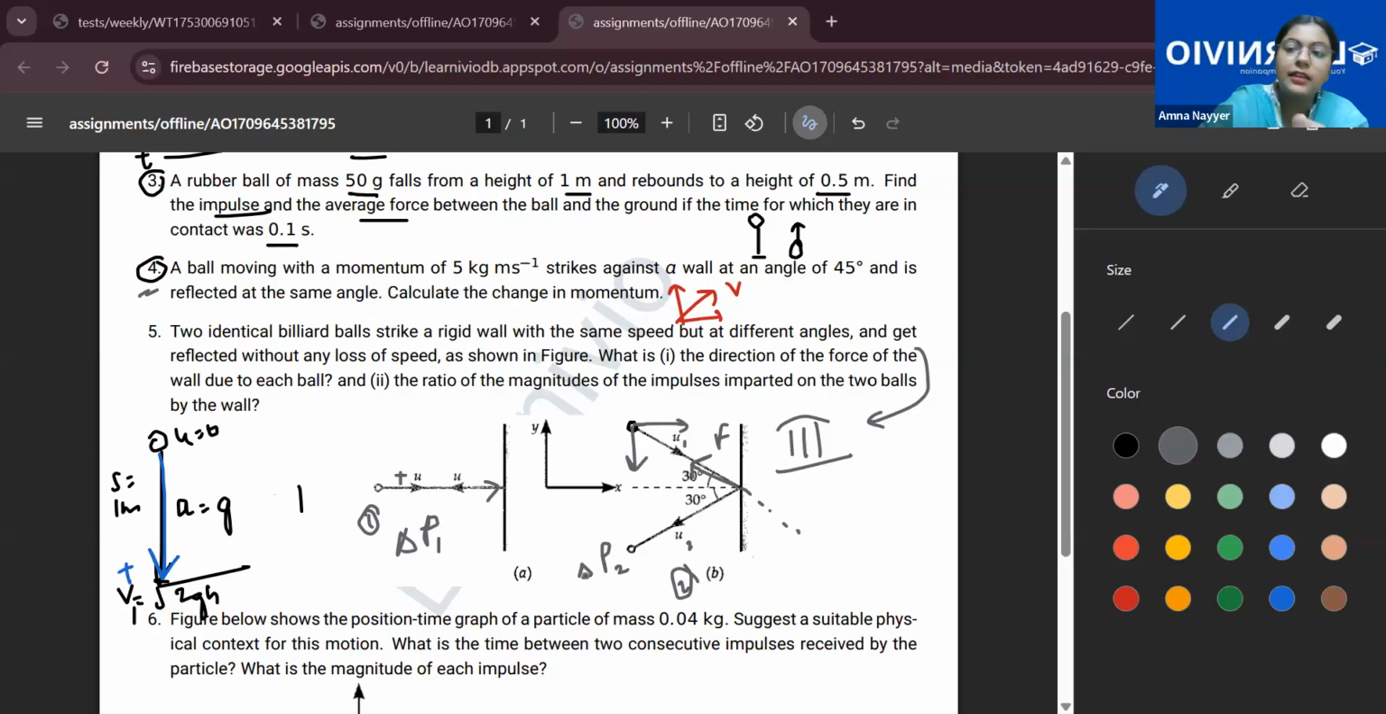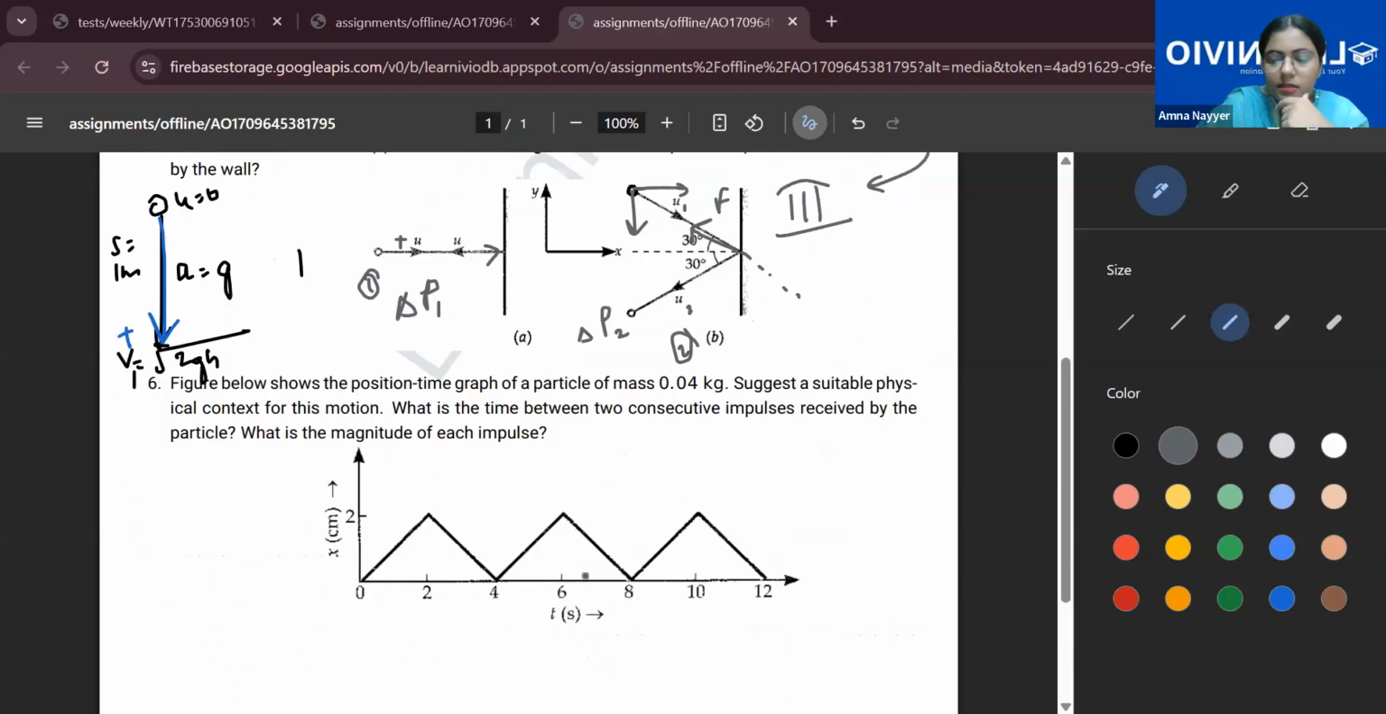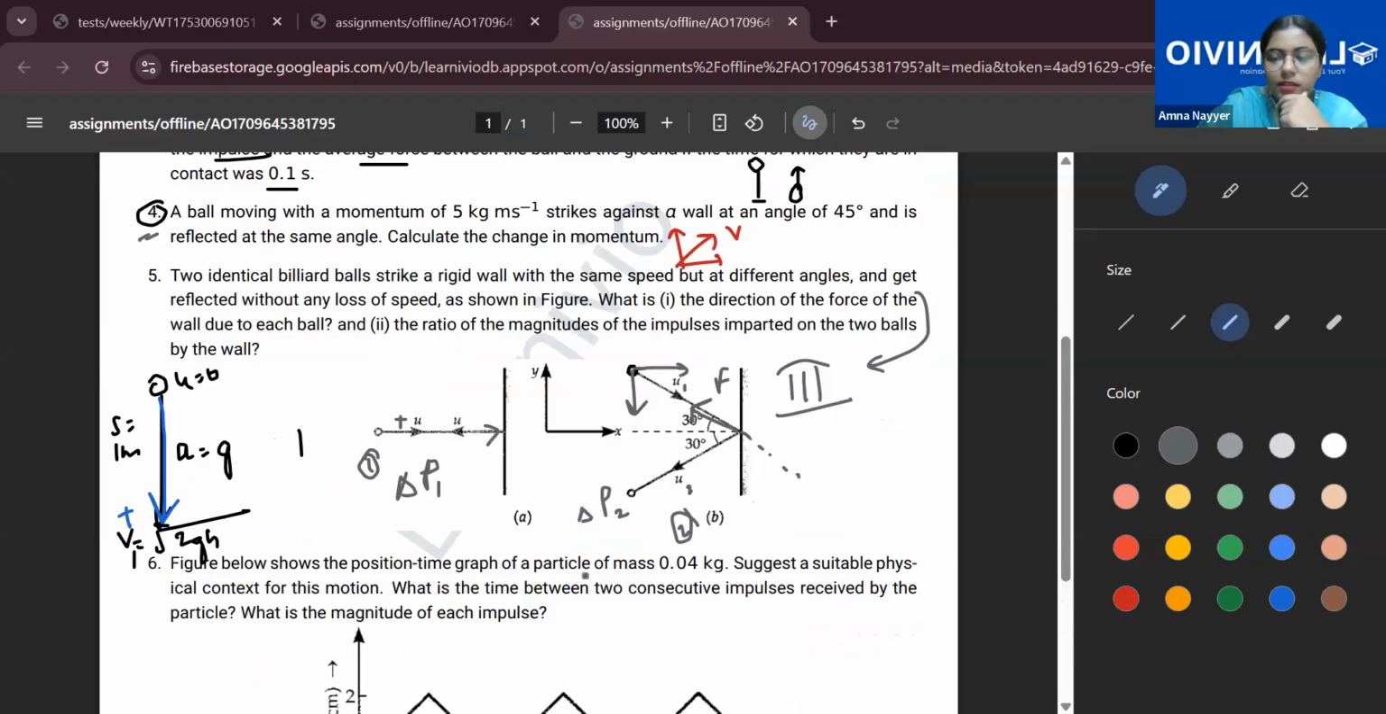Now the fifth question is clear, Aisha? Yeah, ma'am. Thank you. So in the first one, we just have to give the direction with the reference of the angle. In the second one, yes, because the velocity is also at a different angle.